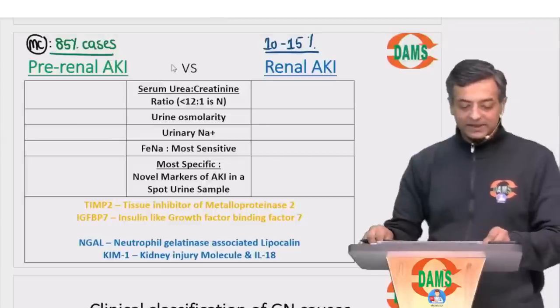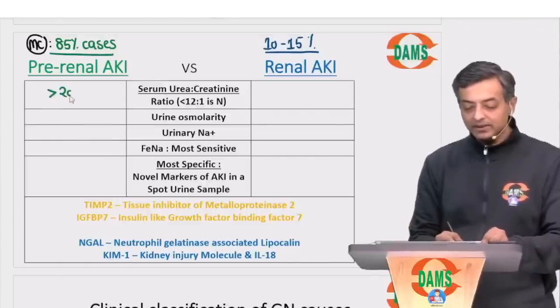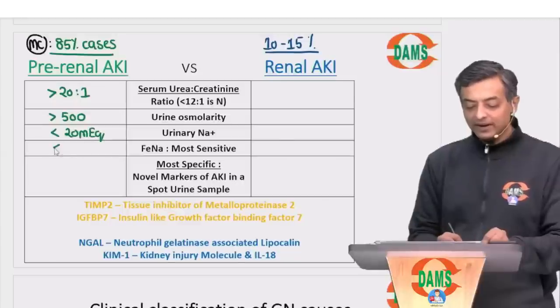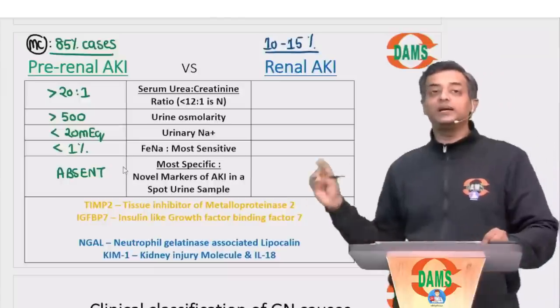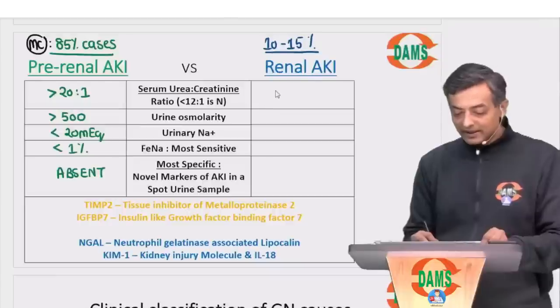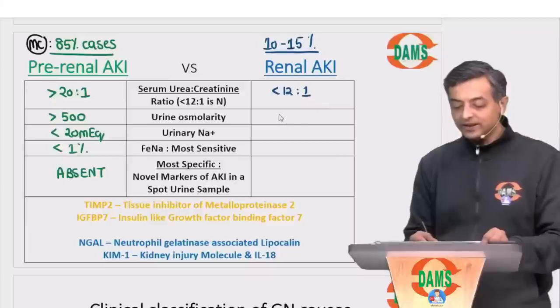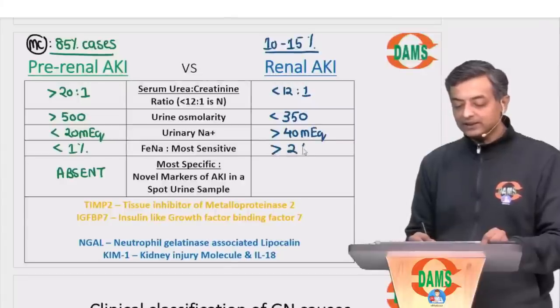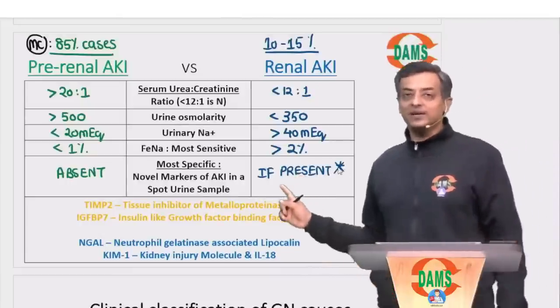Pre-renal AKI, you will say, when the patient's urea creatinine ratio is more than 20:1, urine osmolarity is more than 500, urine sodium is less than 20, FeNa is less than 1%. And the novel markers are absent, that is pre-renal. But renal AKI, when the urea creatinine ratio is less than 12:1, urine osmolarity is dilute, less than 350, urine sodium is more than 40, FeNa is more than 2%, and the novel marker, if present, is the most specific finding. Already written, MCQ is there.